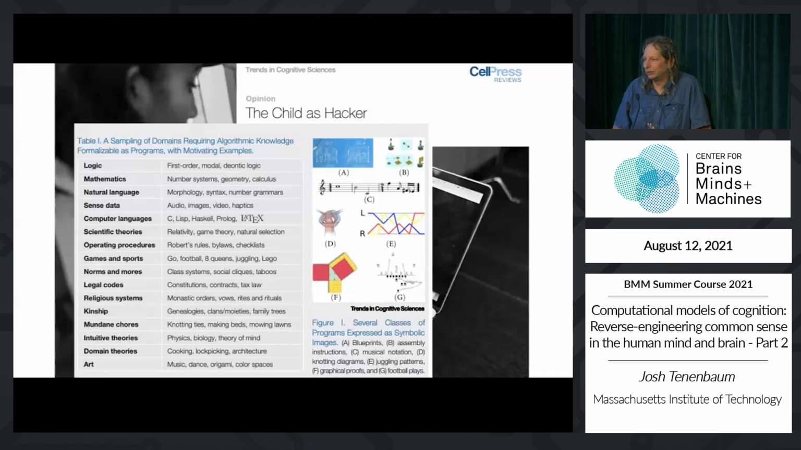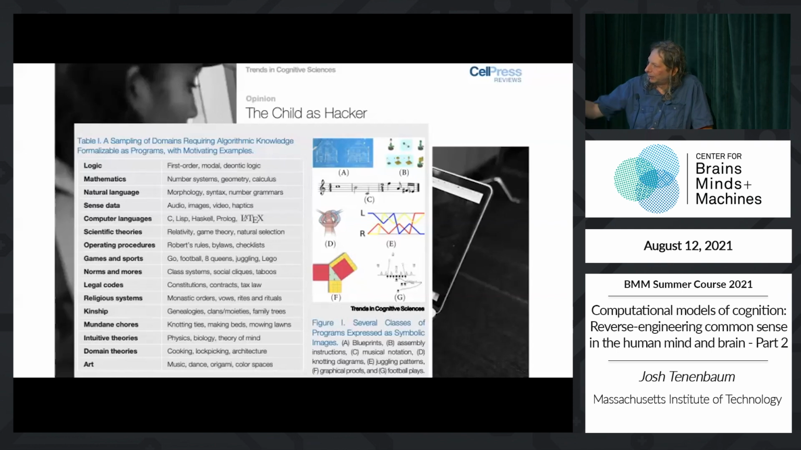It's not just intuitive physics, but think about all these different domains of human knowledge that people individually and collectively learn, right? There's really only one formal representation that can capture all of them, and that's some kind of programming language, some kind of code. And that doesn't just mean individual programs, but it's sometimes a programming language.